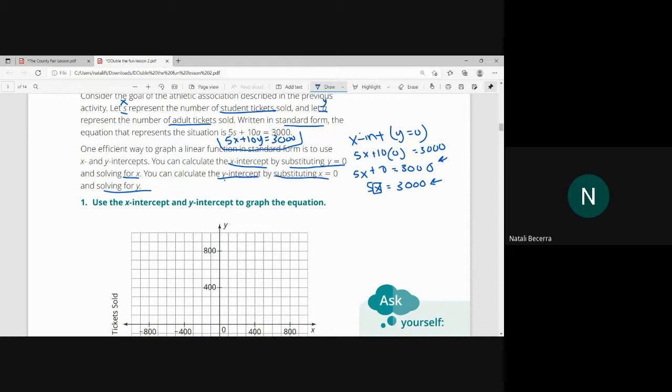Even though there is not a multiplying symbol, whenever you have two terms that are next to each other like that with nothing in between them, that is multiplying. All right, so to undo that, I divide by the number next to the variable. So I divide by 5 on both sides, and I get that 3,000 divided by 5 is 600. And then this is an ordered pair, so this is actually going to be 600 comma 0, because remember, the y is 0 for the x-intercept.